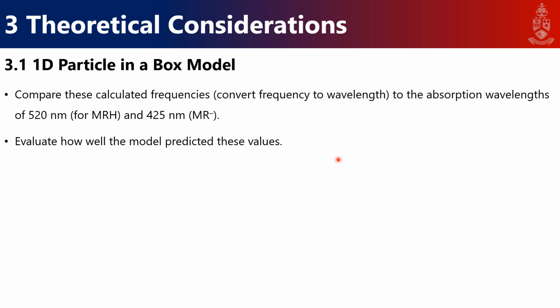Finally, compare these calculated values to the absorption values we use, 520 and 425. As I said, they might differ slightly on the day that you do it, but compare those and evaluate how well the model predicts these values. In other words, does the model predict them well? What should we change in the model to better our estimates if we were completely out? Let's say we get 700 and this needs to be 425. What kind of assumptions did we make?